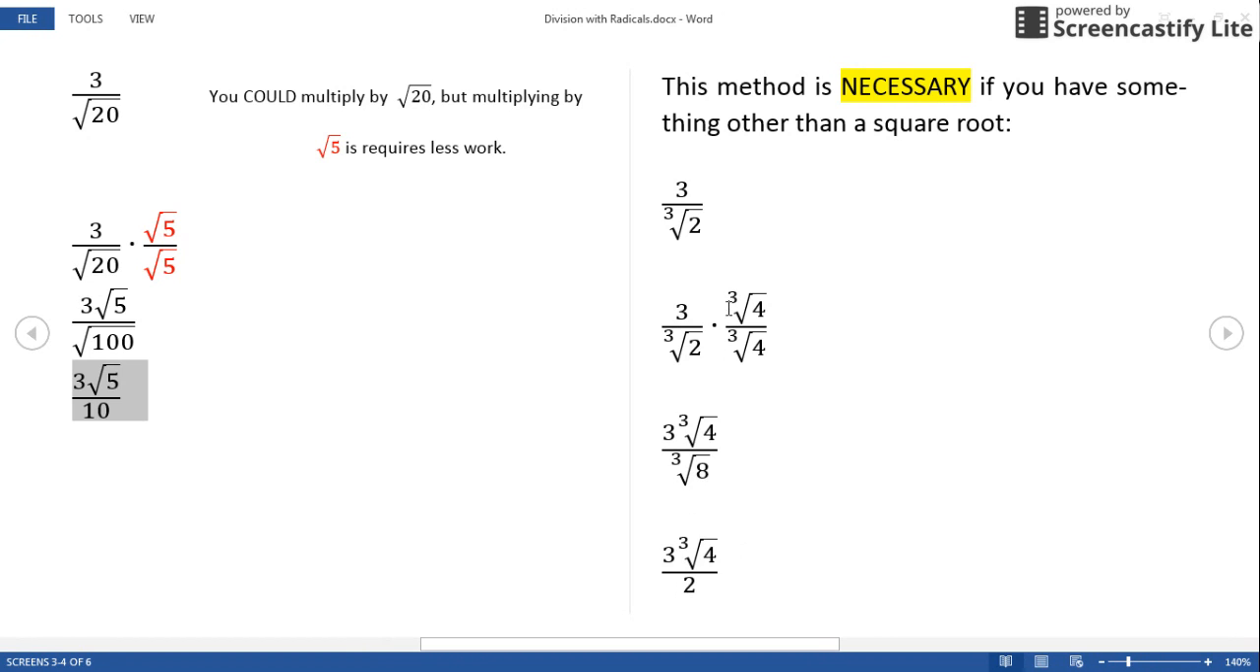I had to multiply both top and bottom by the same thing to keep an equivalent expression, and on the top, 3 times the cube root of 4, we'll just call that 3 cube root of 4. So our answer, again, since we can't simplify, 3 cube root of 4 over 2.